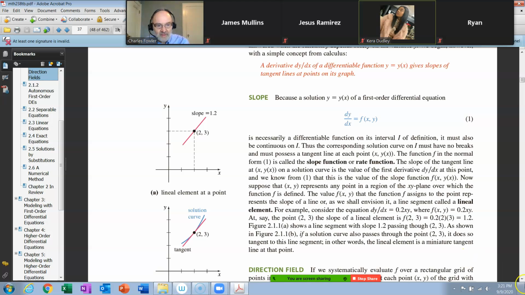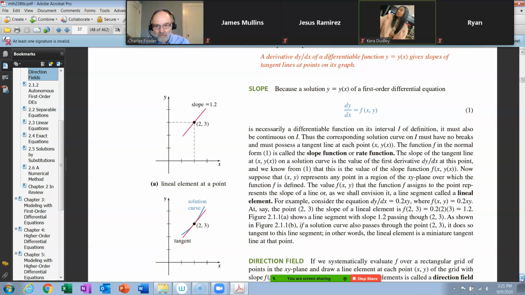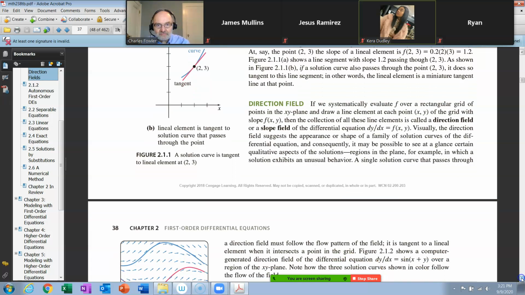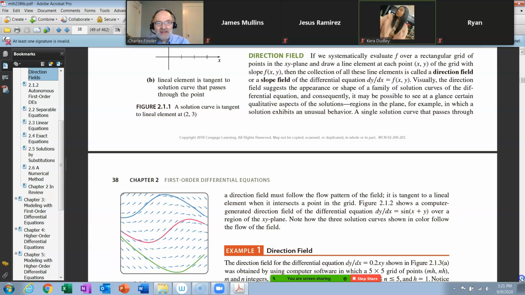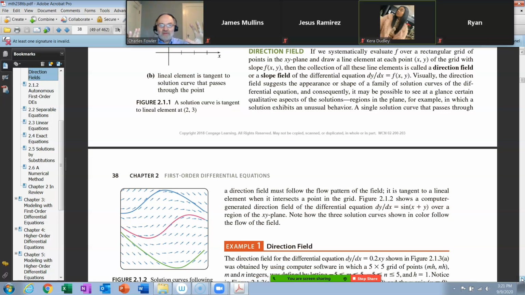Okay. So this is what we call a direction field. If we systematically evaluate F over a rectangular grid of points in the xy plane and draw a line element, just a little pointer saying which direction it's going, at each point xy of the grid with the slope f of xy. Plug in the xy point and you get the slope. Then the collection of these elements is called the direction field, sometimes also called the slope field of that differential equation, dy dx is equal to f of xy.